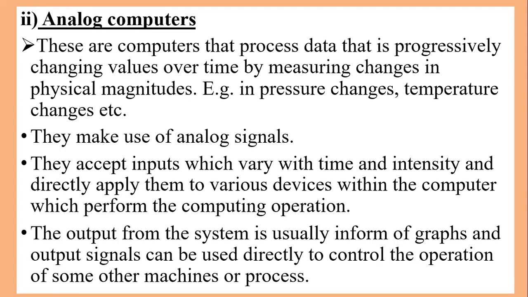The analog computers are those computers that process data which is progressively changing values over time by measuring changes in physical magnitudes. For example, change in pressure, temperature, amongst others. They make use of analog signals. They accept inputs which vary with time and intensity and directly apply them to various devices within the computer, which perform the computing operation. The output from the system is usually in the form of graphs, and output signals can be used directly to control the operation of some other machines or a process.